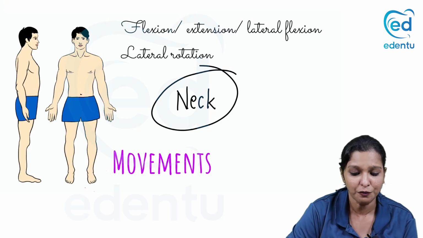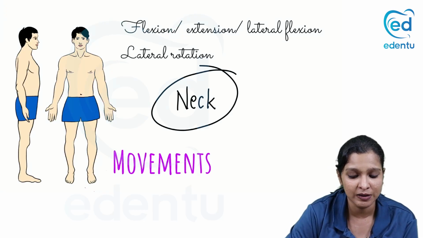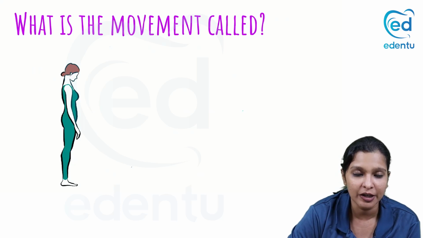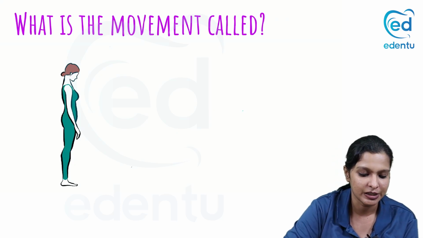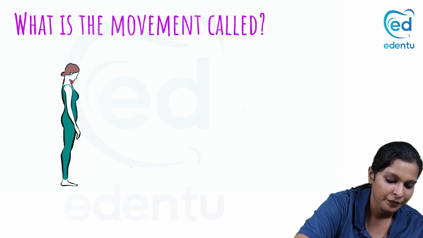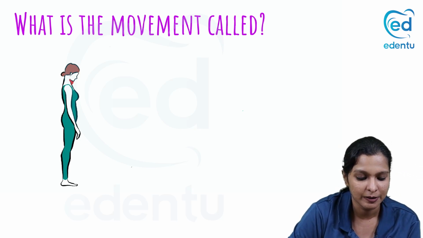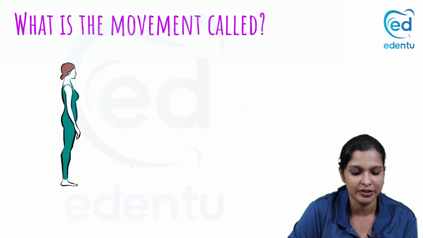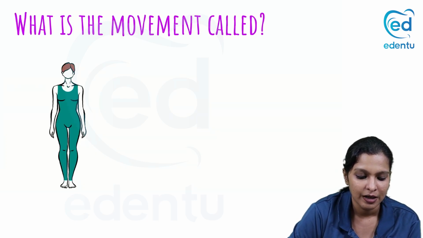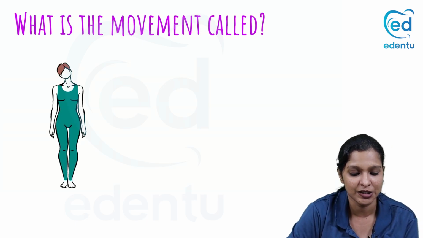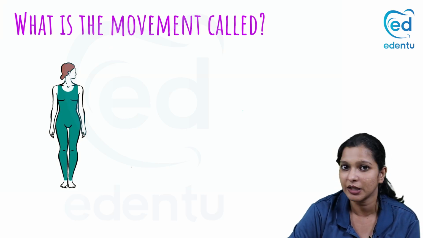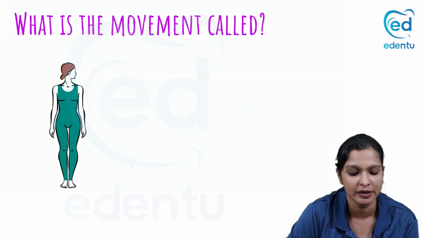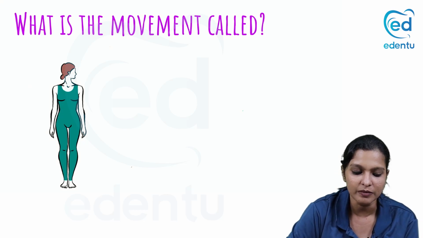Then for the neck region, again we have similar terminologies. Here you can see the head is bent downwards. So the angle is decreased in the neck region here. So it is flexion of the neck, whereas this is extension of the neck. Here you can see this is lateral flexion of the neck, and this is lateral rotation, turning it like saying no, shaking the head. That is lateral rotation of the neck region.